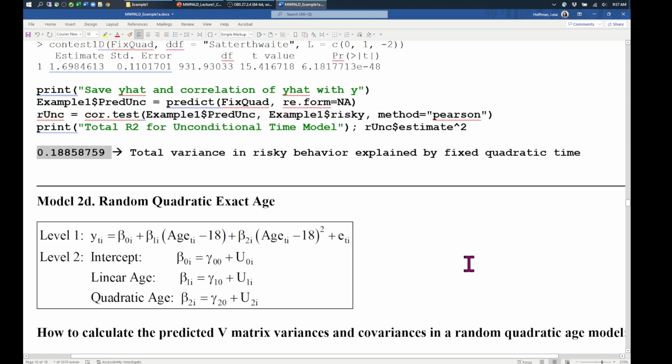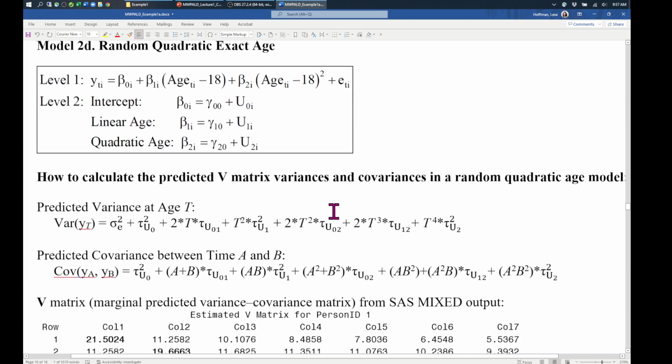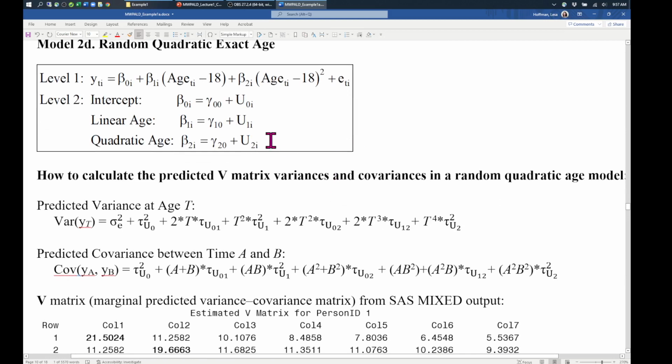number. What that number means, 0.19, is the total amount of variance that fixed effects of linear and quadratic age explain in risky behavior, put back together again. So it's a complement to the pseudo R² of how much you got out of each pile. Last but not least, do you think each of the girls might need their own bendy? Maybe. It's worth a try.